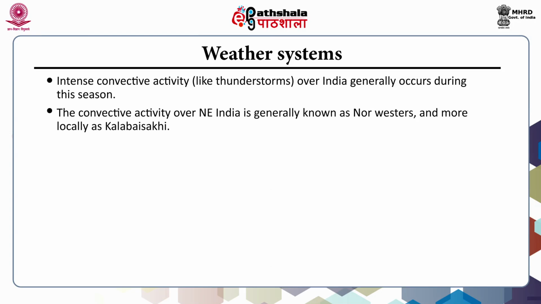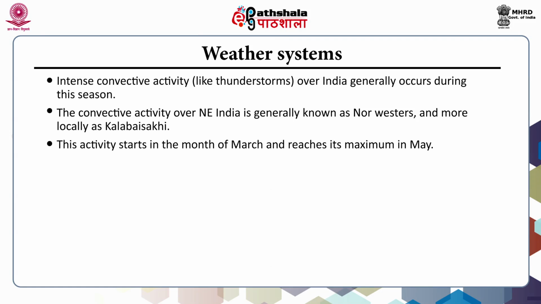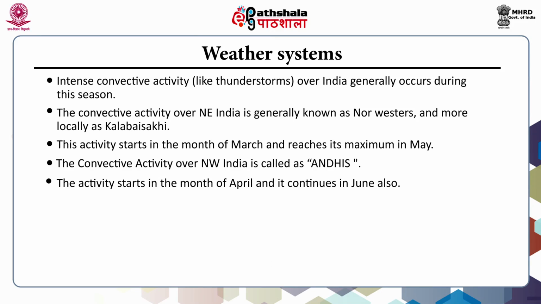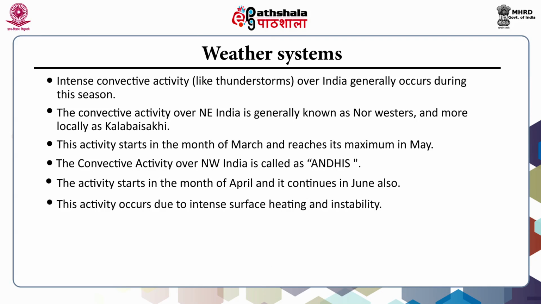The convective activity over northeast India is generally known as nor'westers and more locally as Kala Baisakhi. This activity starts in the month of March and reaches its maximum in May. The convective activity over northwest India is called Andhis. The activity starts in the month of April and it continues in June also. This activity occurs due to intense surface heating and instability.